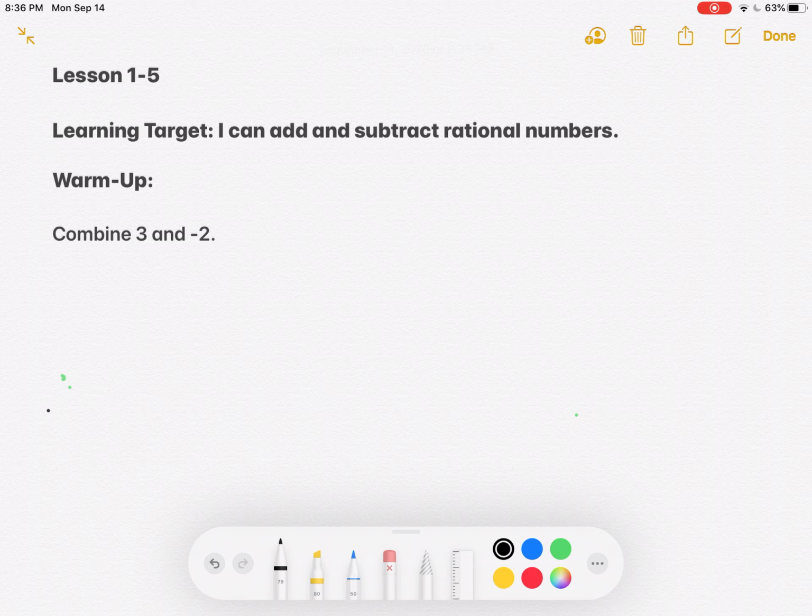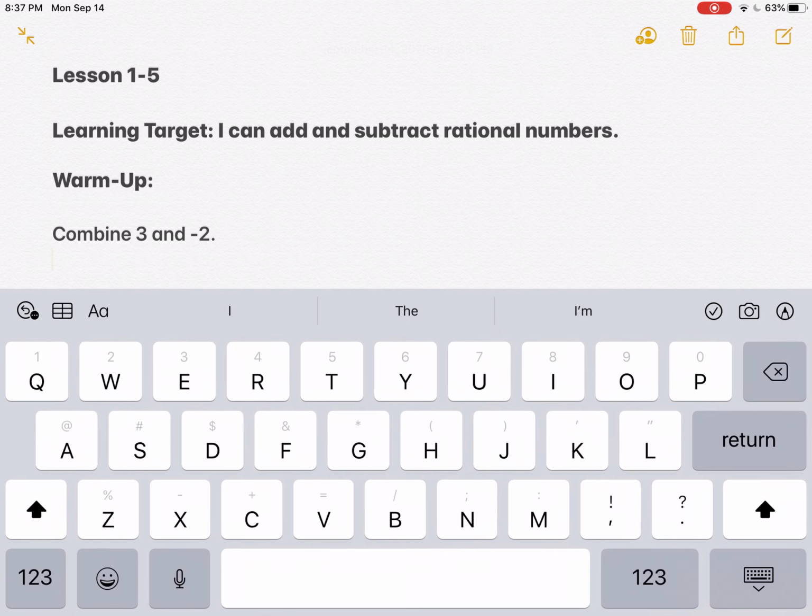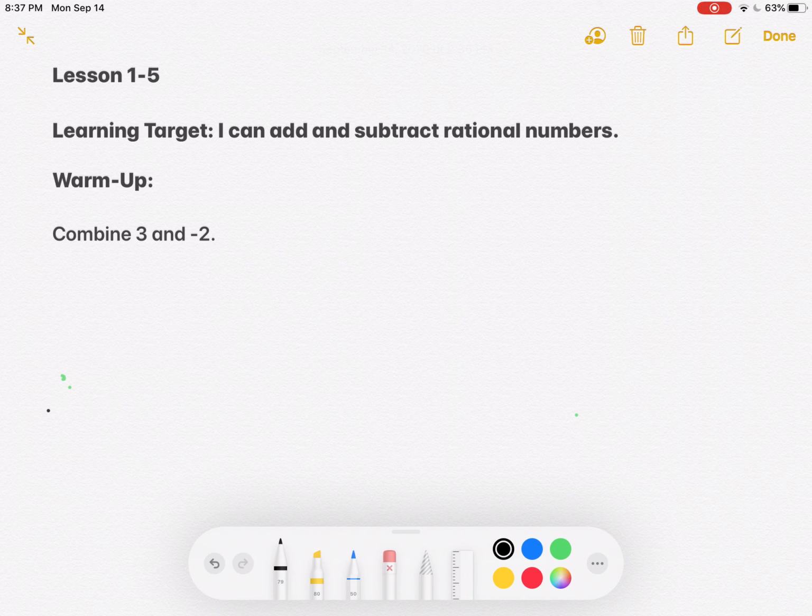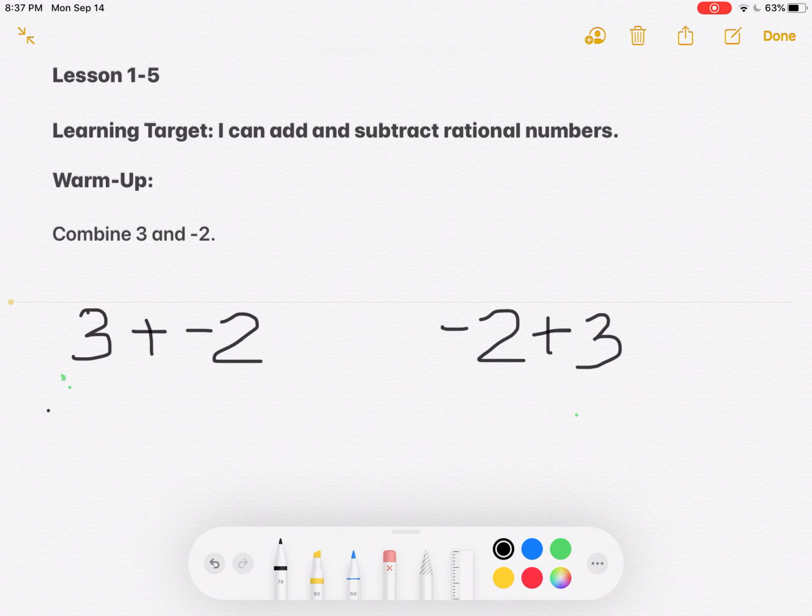So there are 2 main ways you could approach this problem. You can write combine 3 and -2 either as an expression as 3 plus -2, or an expression that says -2 plus 3. Remember, combine means add, but the order doesn't matter for addition, and that's because of the commutative property of addition.